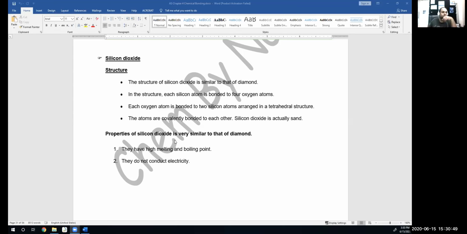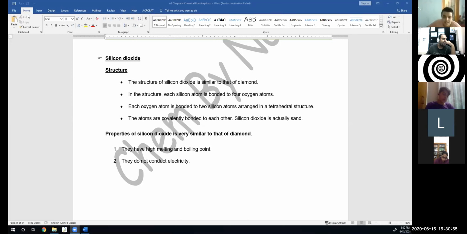So why do they have high melting and boiling point? Why, Mahadinur Murshid? Because they have a similar structure to that of diamond. Because all of their atoms are covalently bonded to each other, hence they have a high melting and boiling point. Very good. Each atom is covalently bonded to another atom, so they have a strong network of covalent bonds. Therefore, they have high melting and boiling point.